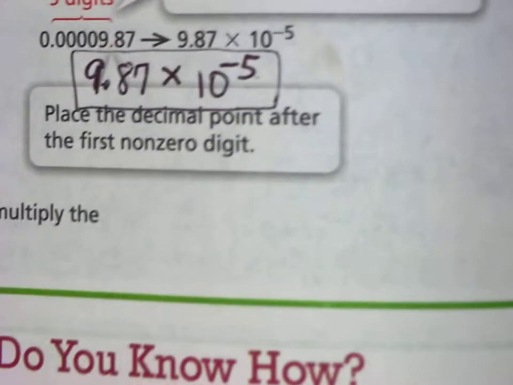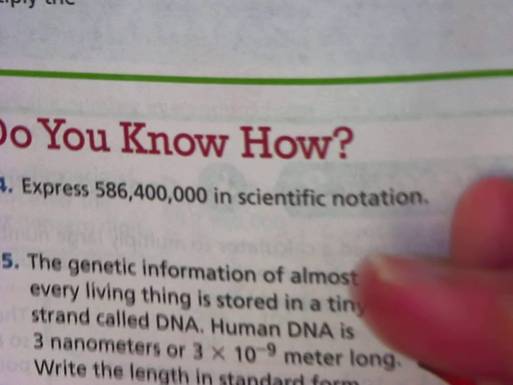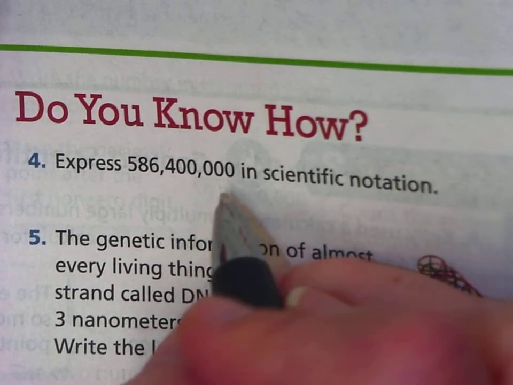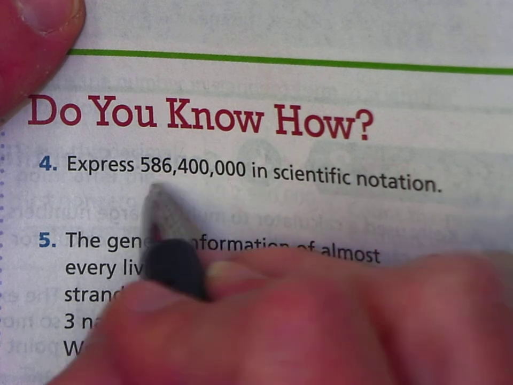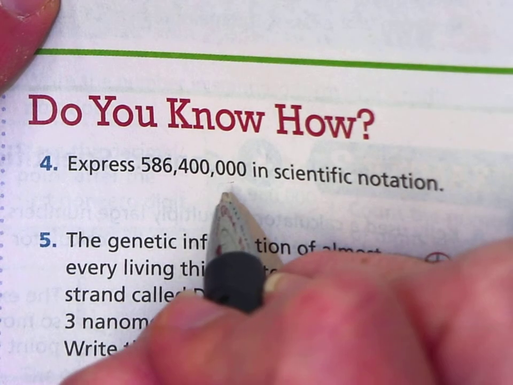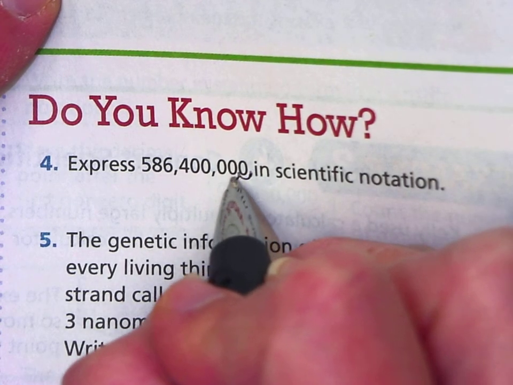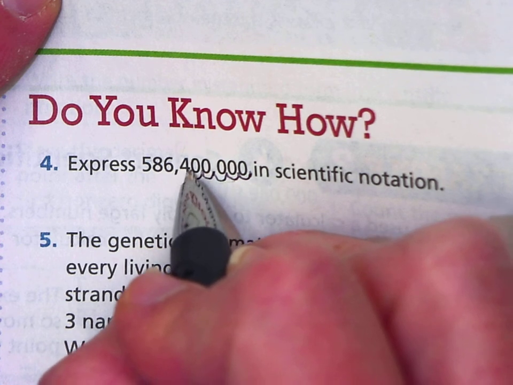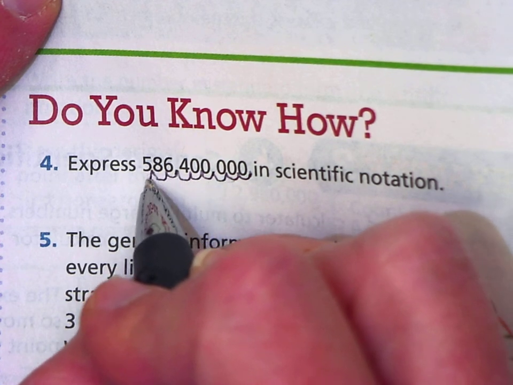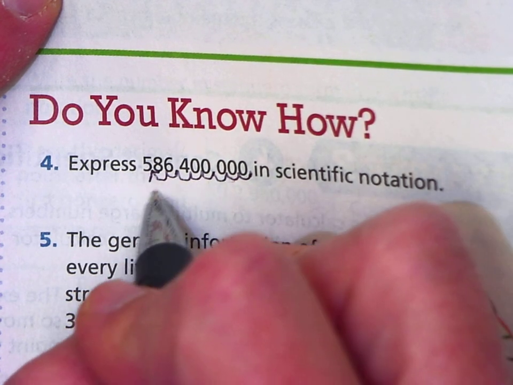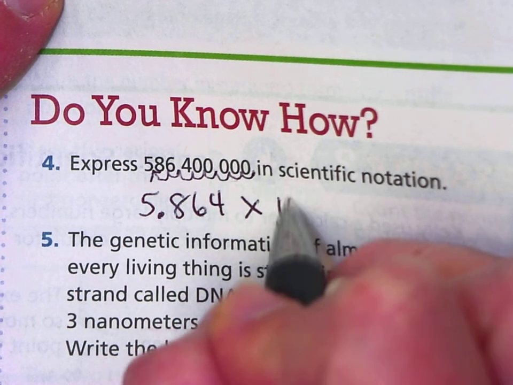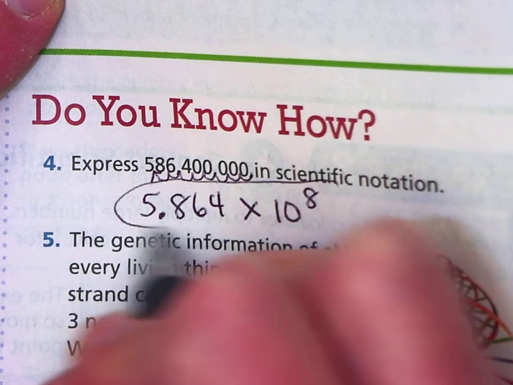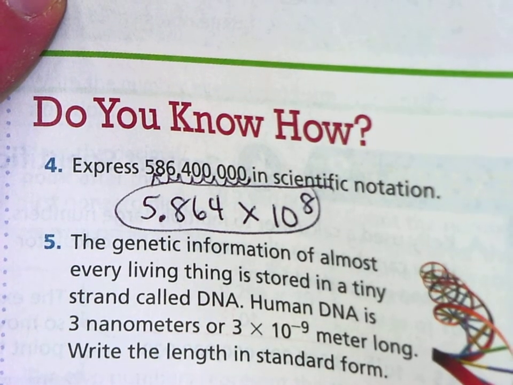On page 60, under "Do you know how?" Okay, so express this in scientific notation. This number is more than 1, so my exponent's going to be positive. So we're going to go 1, 2, 3, 4, 5, 6, 7, 8. If I stop it right there, my new number will be 5.864 times 10 to the positive 8 because my number was more than 1.